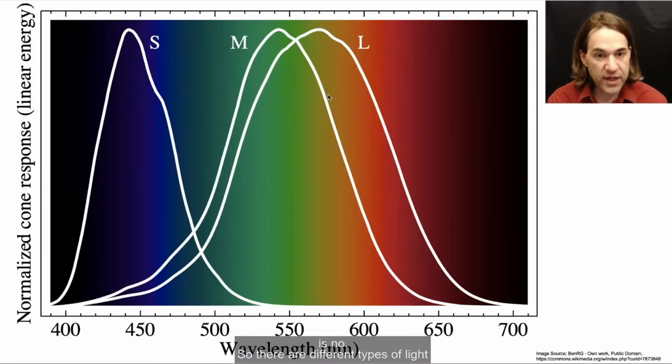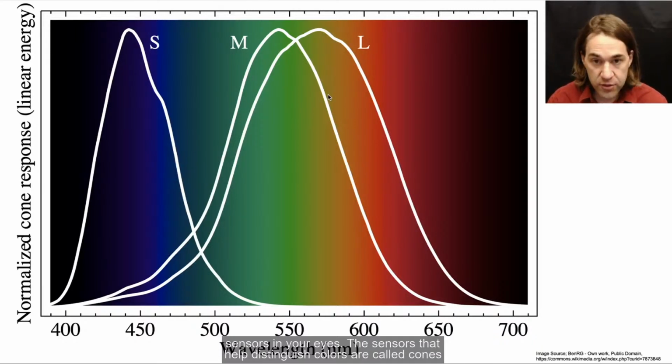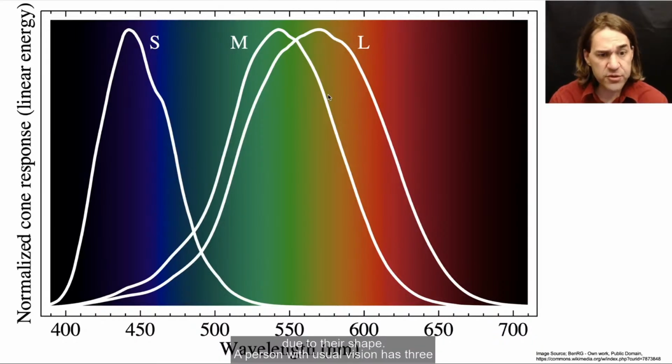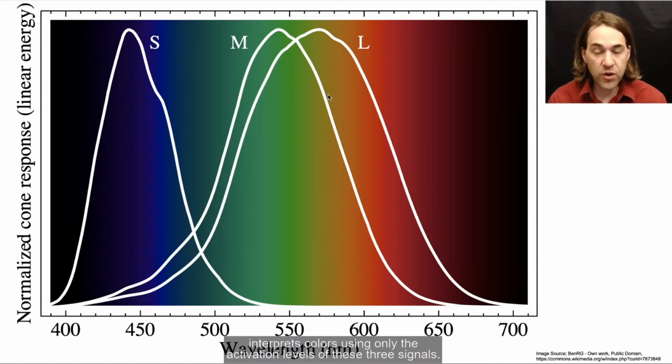There are different types of light sensors in your eyes. The sensors that help distinguish colors are called cones due to their shape. A person with usual vision has 3 types of cones, and each type of cone will produce an activation response that varies based on the wavelength of light, as you can see here. So, physiologically speaking, the brain interprets colors using only the activation levels of these 3 signals.